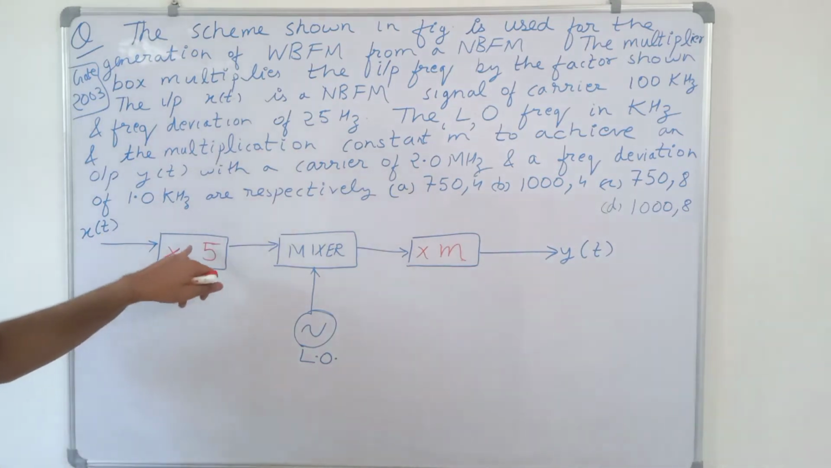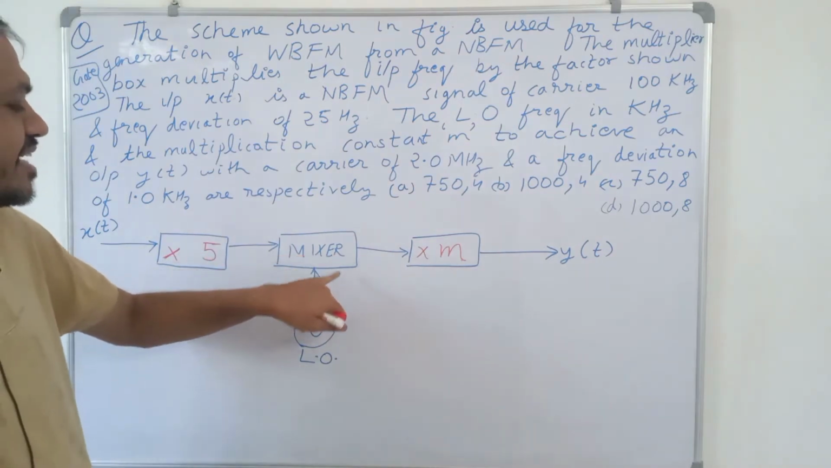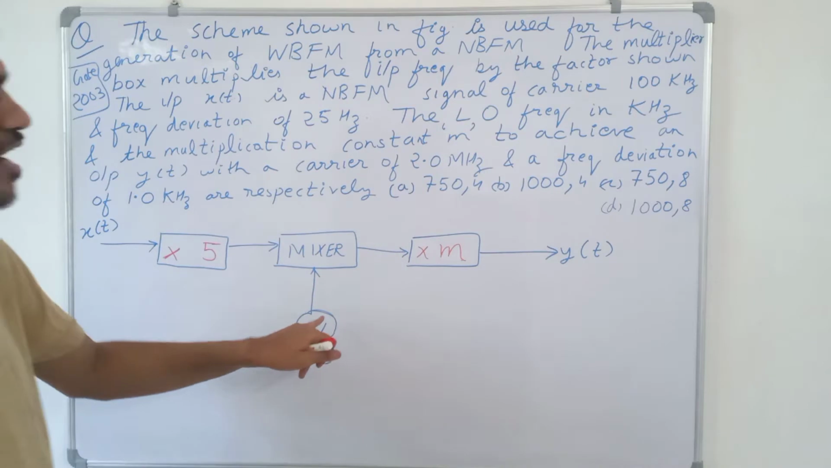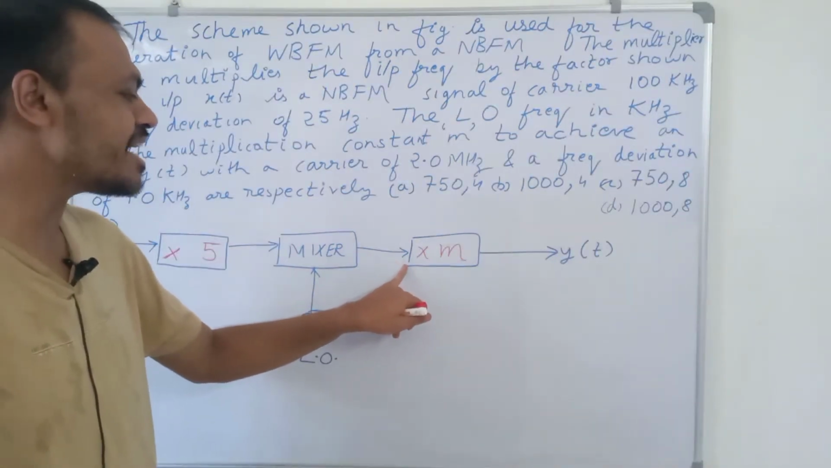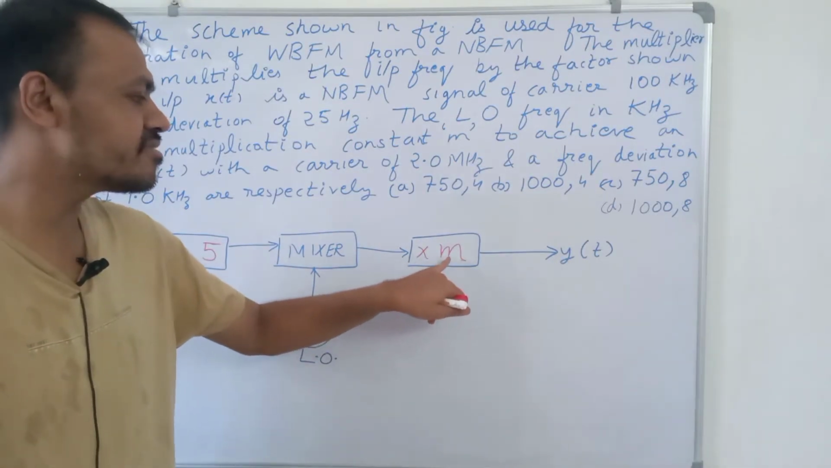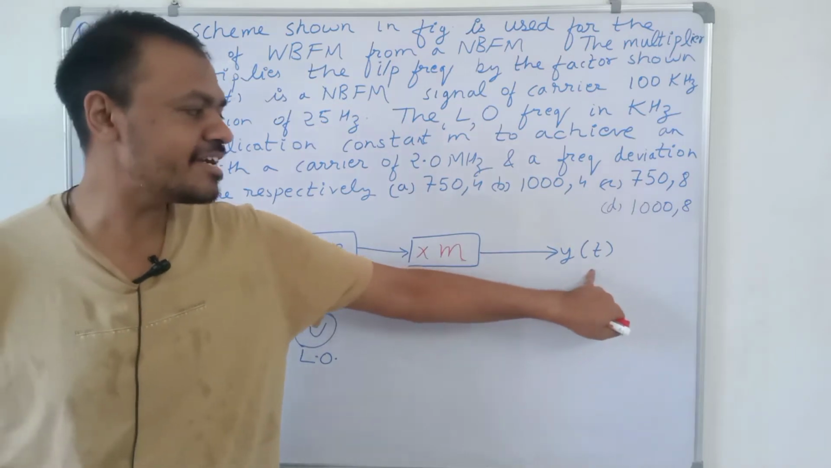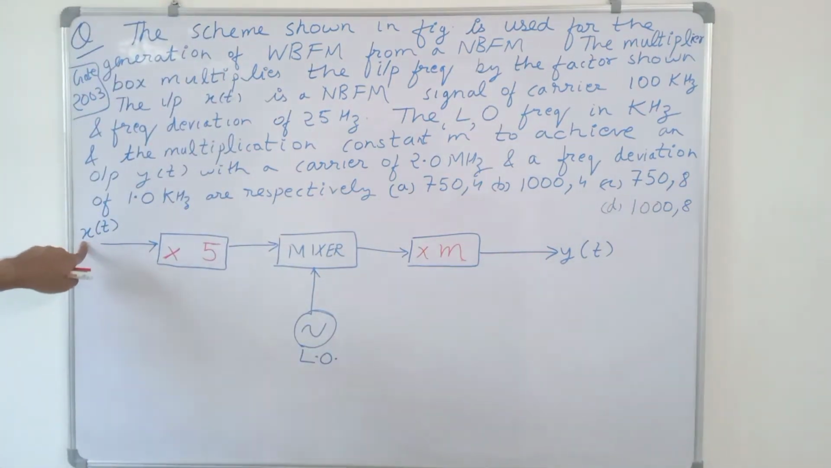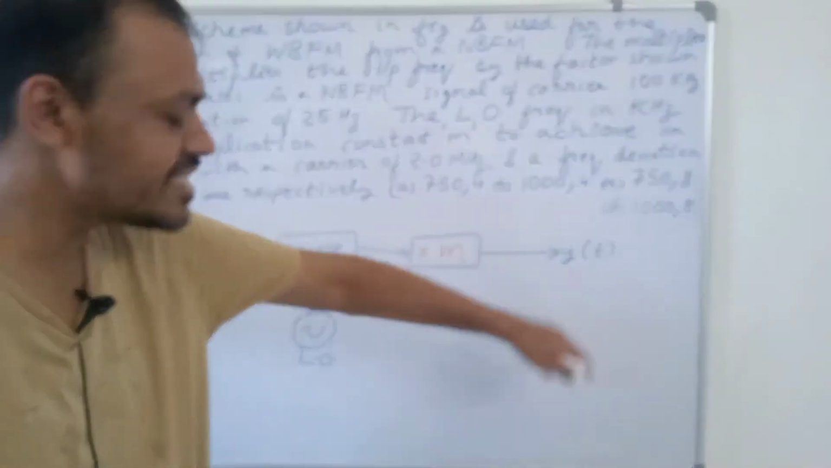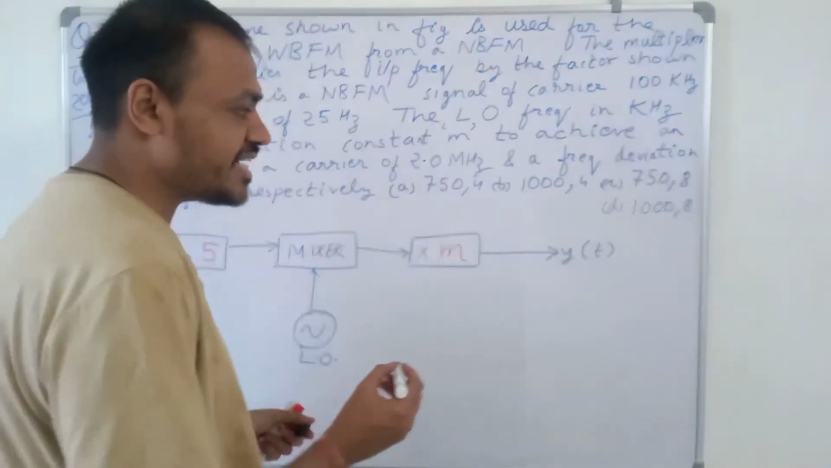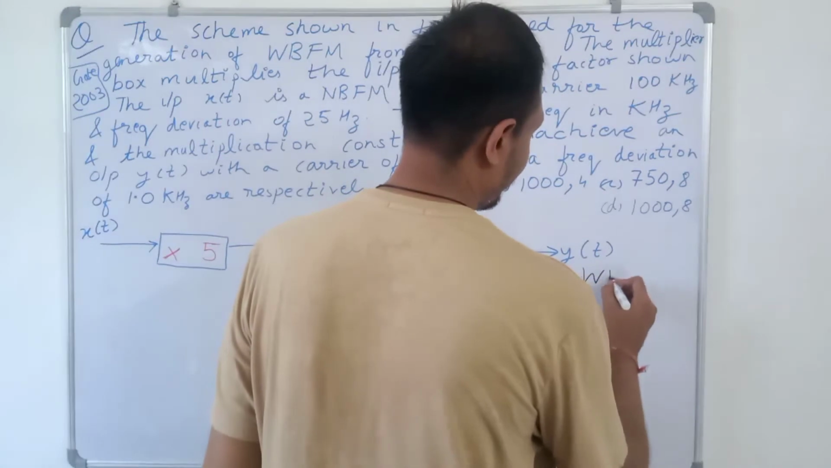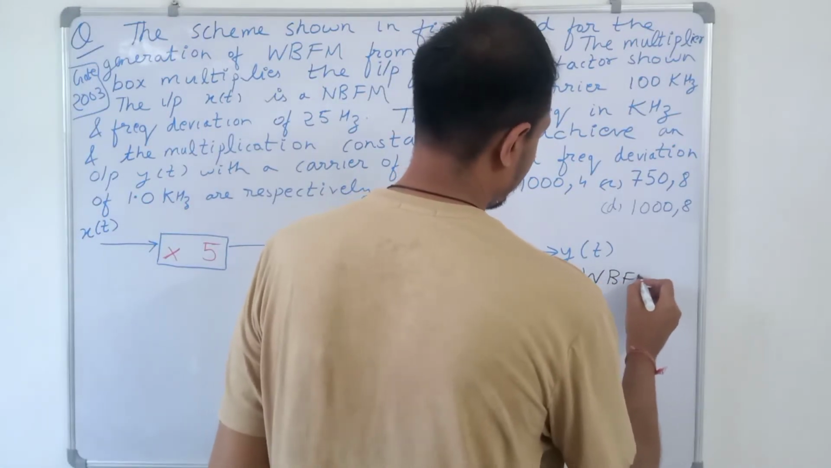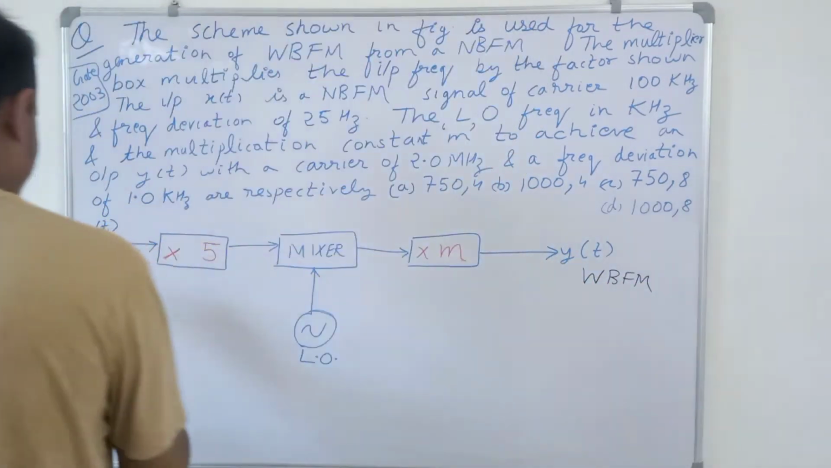It is fed to a multiplier which multiplies the frequency by 5. Then there is a mixer whose input is given by a local oscillator. Then again the mixer output is fed to a multiplier with M, and then the multiplier output is taken as y(t). So this converts x(t), a narrowband FM signal, into y(t), a wideband FM signal.